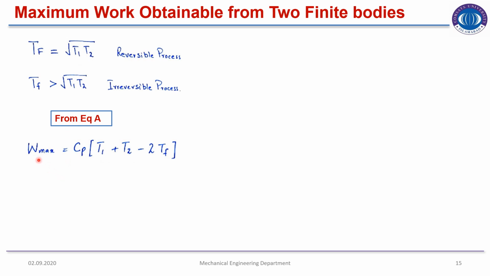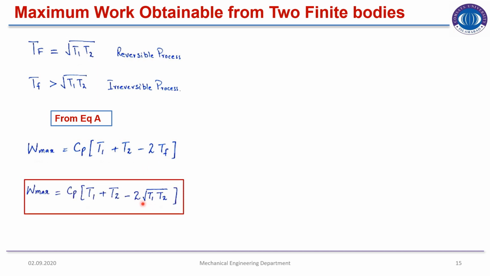Now from equation A, Wmax is equal to Cp bracket T1 plus T2 minus 2Tf. That was the relation we calculated in the previous slide and marked as equation A. When we put in the value of Tf that we have found, for maximum work, we know that the maximum work will be obtained in the reversible process. So Wmax is equal to Cp bracket T1 plus T2 minus 2 root T1 T2. Here we insert the value of Tf. So if we only know the initial values of the two bodies T1 and T2, we don't have to find the value of Tf. We can directly introduce the values in this relation and find the maximum work.